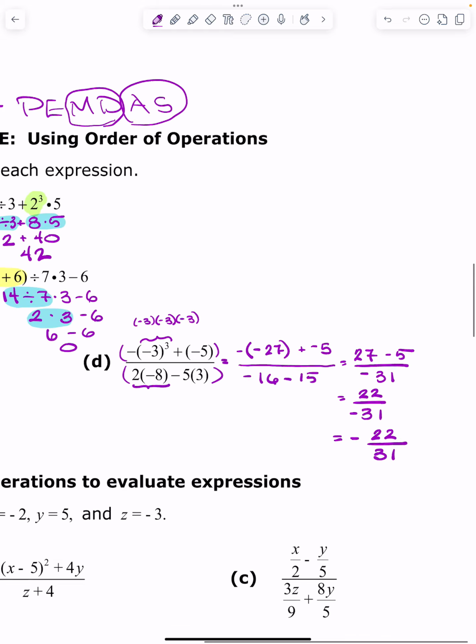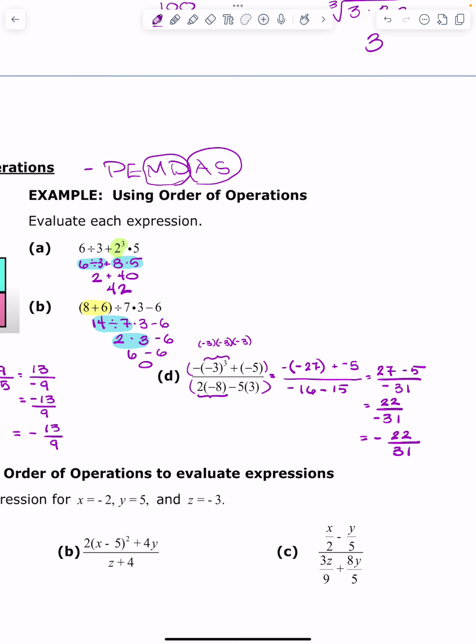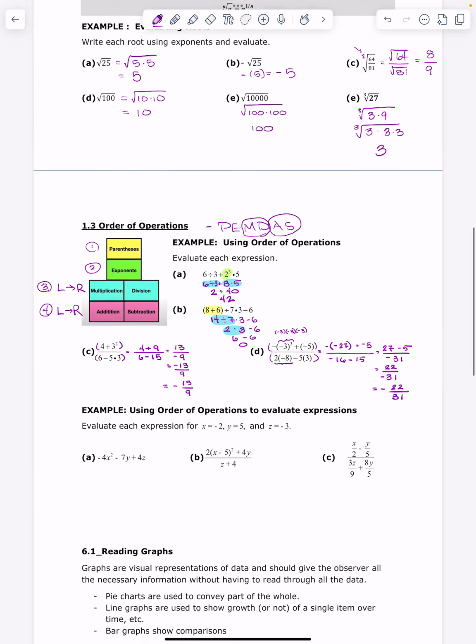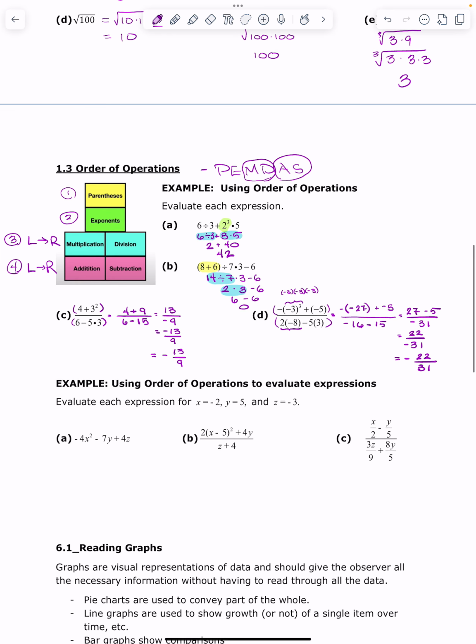If this is not a review, it's perfectly fine to use a calculator to do things. The reason for talking about this is making sure you plug it into the calculator correctly. Okay.